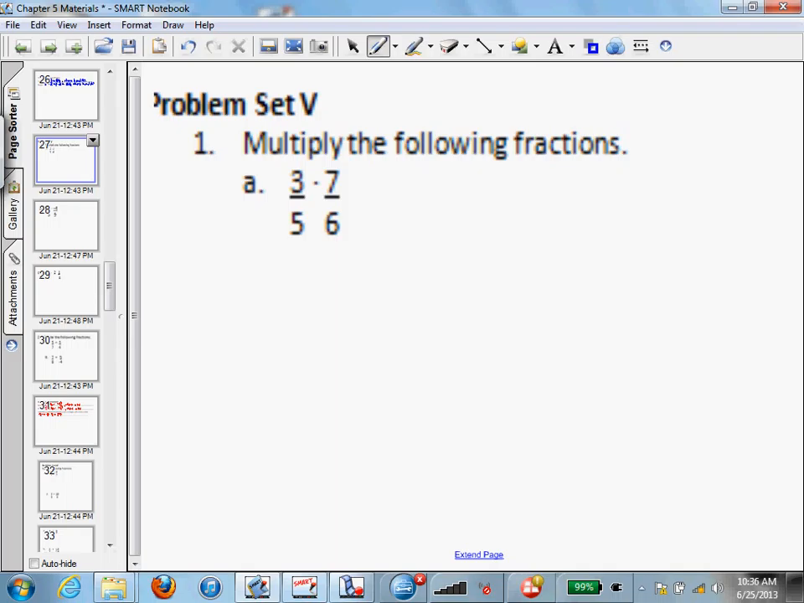Looking at the problem sets, we have number 1. What I would recommend doing first is just multiplying the numerators, 3 and 7, which give you 21, over 5 and 6 being multiplied together, which gives you 30. Now, as you can see, this fraction can be reduced. Think of 21 as the product of 3 times 7, and 30 as the product of 3 and 10. You think of these 3's canceling out, leaving you with the fraction 7 over 10.